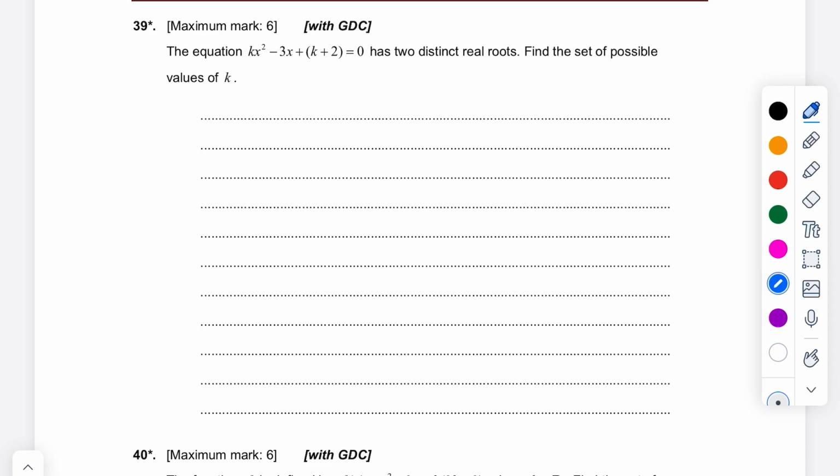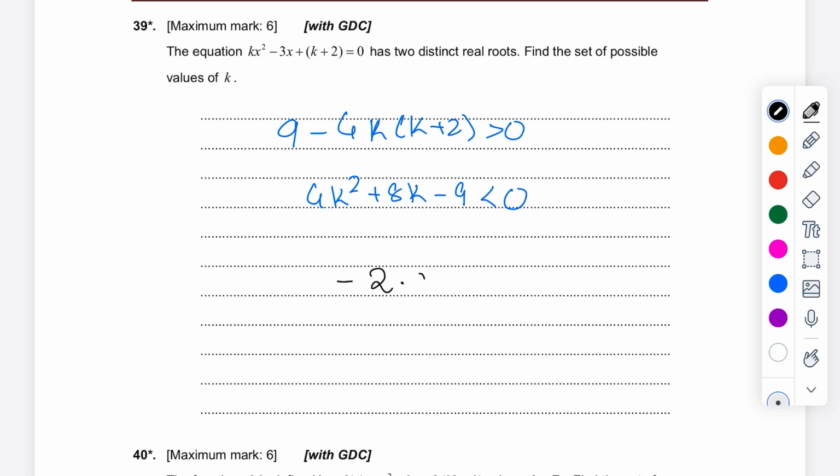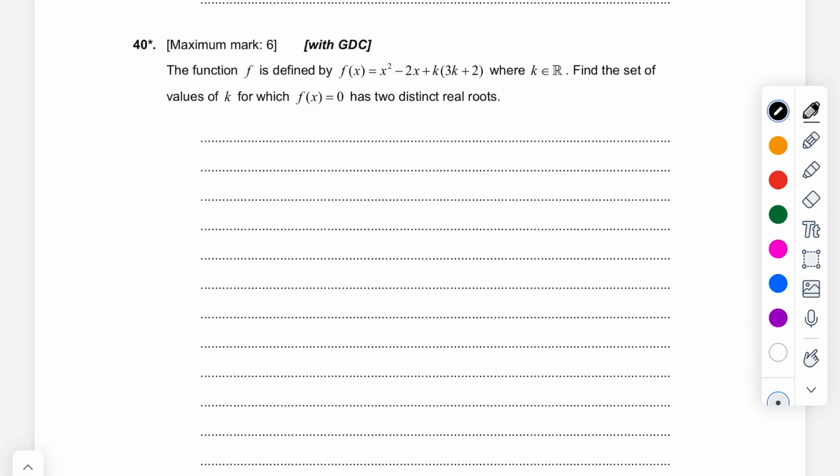Question number 39 has two distinct real roots. What am I going to do again? B square minus 4ac. 4a is nothing but what? K times k plus 2 should be greater than 0. So what does it becomes? 4k square plus 8k minus 9 is less than 0. Now use the GDC. So you will be getting it out. K lies between minus 2.803 and 0.803.